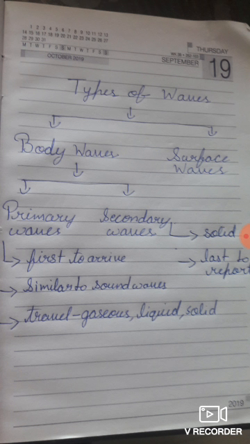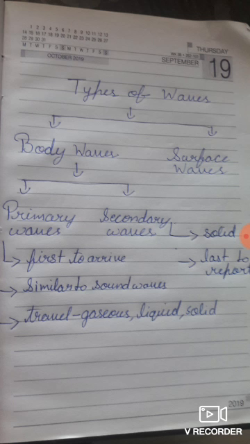Now, body waves are again subdivided into two: primary waves and secondary waves, or we can say P waves and S waves. So let's discuss the P waves first.